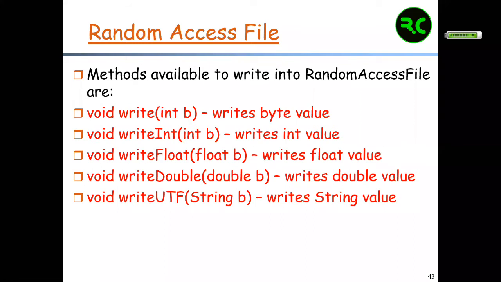We have some methods to write data into the RandomAccessFile for different data types. So writeInt, writeFloat, writeDouble, writeUTF. Along with this, writeChar, writeBoolean, and so on. However many data types we have, that many methods we have for the writing purpose and reading purpose.